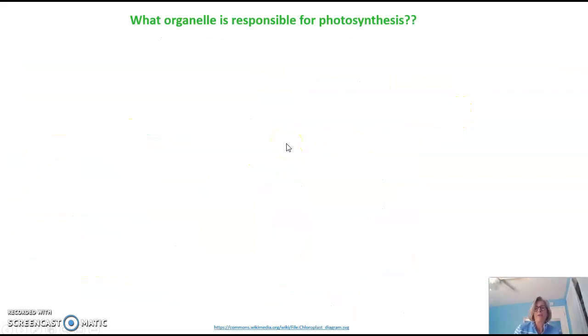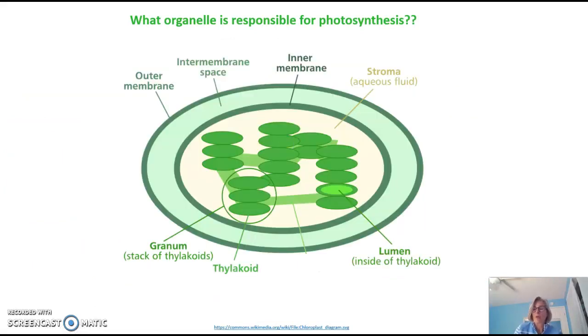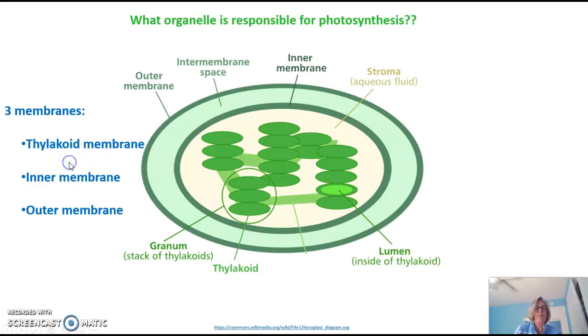What organelle is responsible for photosynthesis? Well, that is our chloroplast, pictured here. So the chloroplast is a very complex structure. There are 3 membranes. Starting from the innermost membrane, there are the thylakoid membranes, and these look like a stack of pancakes in the most inner part of the chloroplast. Then we have what's called the inner membrane going around here, and then finally the outer membrane. So there's 3 membranes: the thylakoid membrane, the inner, and the outer membrane.